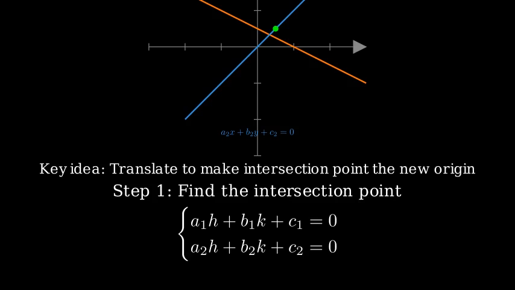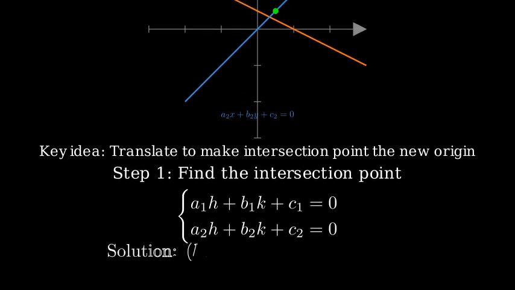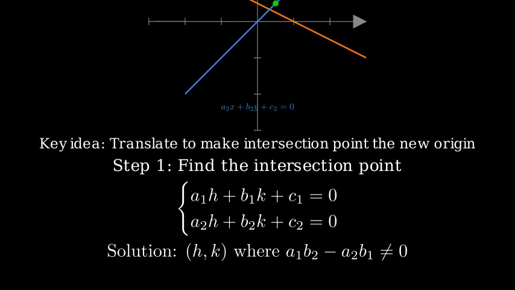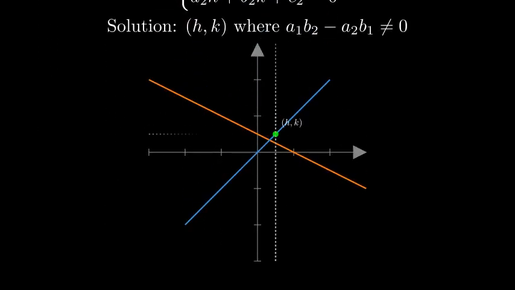a1h plus b1k plus c1 equals 0. a2h plus b2k plus c2 equals 0. Since the determinant is non-zero, this system has a unique solution which we'll call (h, k). Let's visualize this. Here we have our two lines intersecting at point (h, k). Our goal is to shift our coordinate system so that this point becomes the new origin.